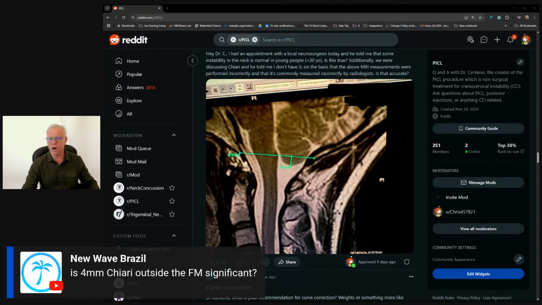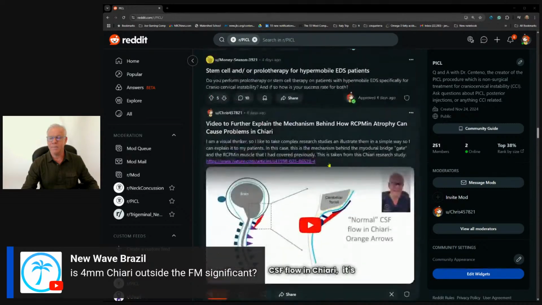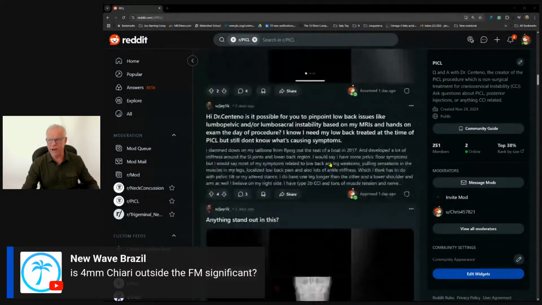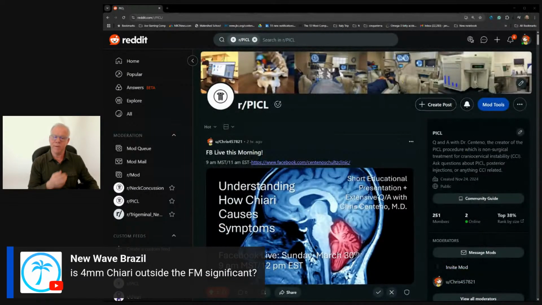Is a 4 millimeter Chiari outside the foramen magnum significant? It certainly may be significant, meaning that that's a CTE or Chiari 0. So again, by itself, it probably doesn't have any meaning. But if it's Chiari plus something else, then it may be a big problem, right? The something else without Chiari is probably no symptoms. The Chiari without something else is probably no symptoms. But it's those two together that would cause a concern if you had a Chiari 0 or CTE.